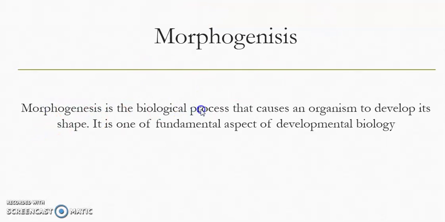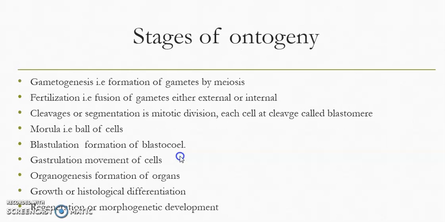Morphogenesis is a biological process that causes an organism to develop its shape, how it developed into its present form, and this is a branch of developmental biology. Morphogenesis is correlated with morphology, that is the study of form and structure.